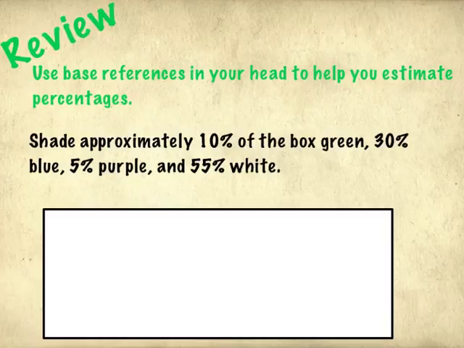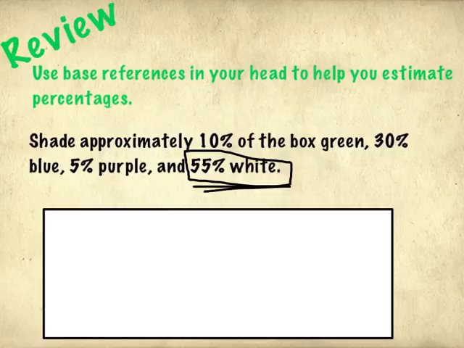So looking here, I'm going to start with this big one. It asks me to shade this box approximately 10% green, 30% blue, 5% purple, and 55% white. 55% is going to be really close to 50%, and 50% is about half. So I'm going to eyeball this, divide it about in half, and I think this side is a little bigger. So I'll say that side is 55% white. The rest of the box, the other 45%, will be 10 and 30 is 40 and 5 is 45.